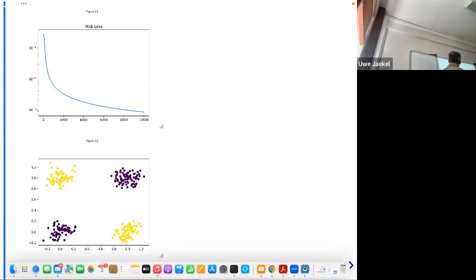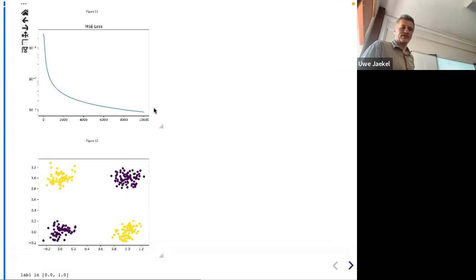We have the loss after training. You see it's not converging very rapidly, but it works. After a short time, it comes to a solution, and this color here shows the classification. All yellow dots are in one class, so these are true in this case, and the dark dots are false values. That's the output of the function, and the classification problem has been solved in this case.